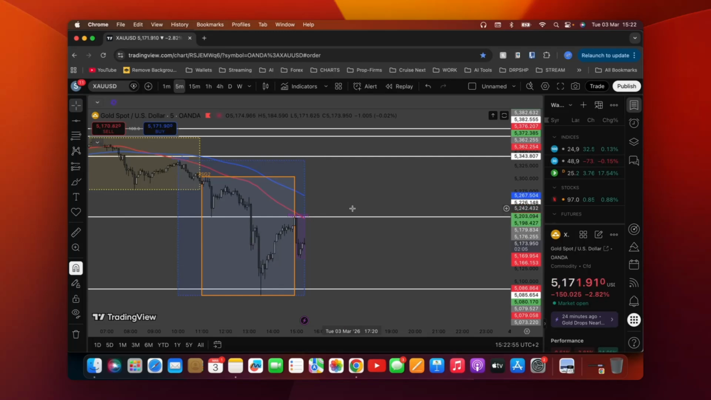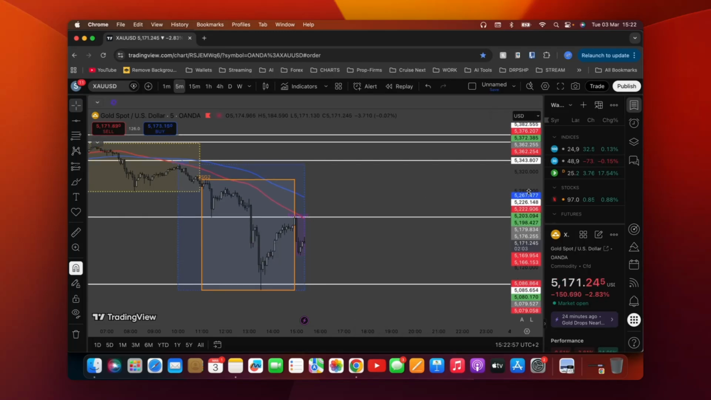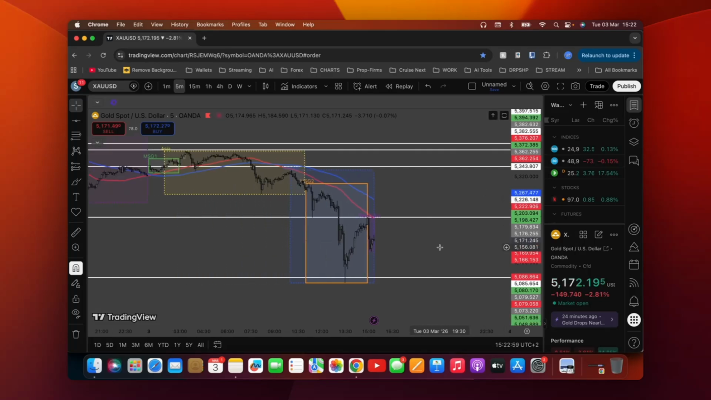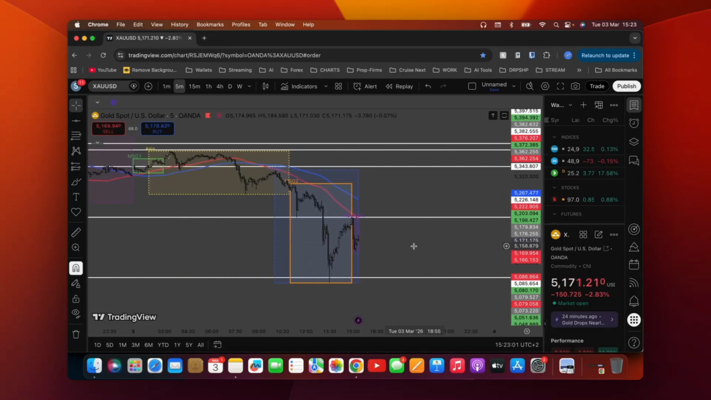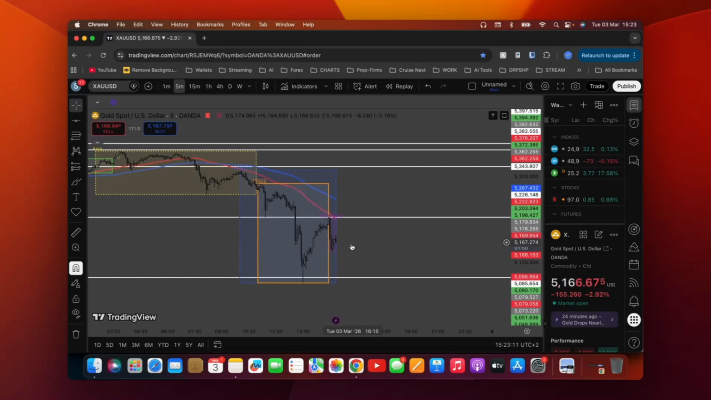Again, with the war going on and news coming out every hour, the price is unpredictable and the market is very volatile. So do manage your risk properly, and don't just trade just to trade.